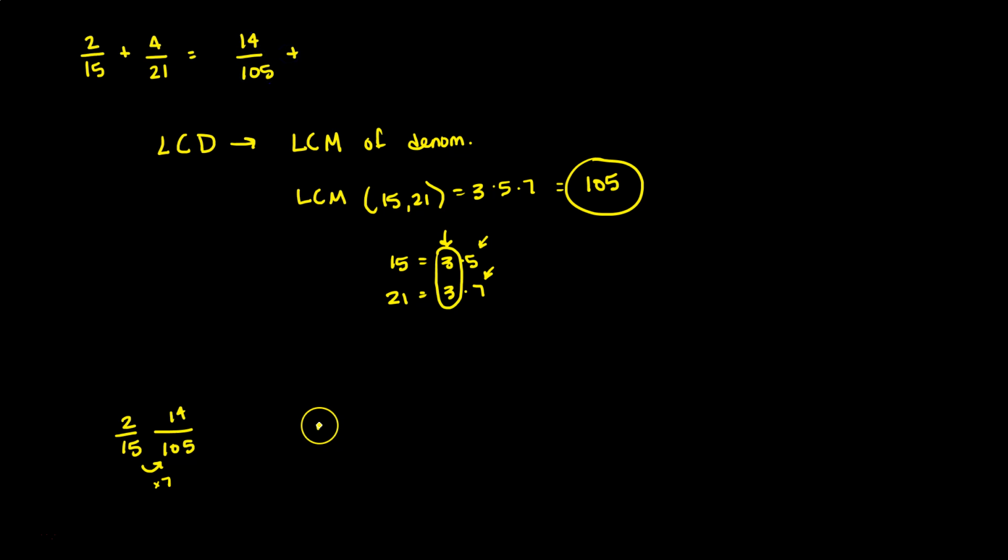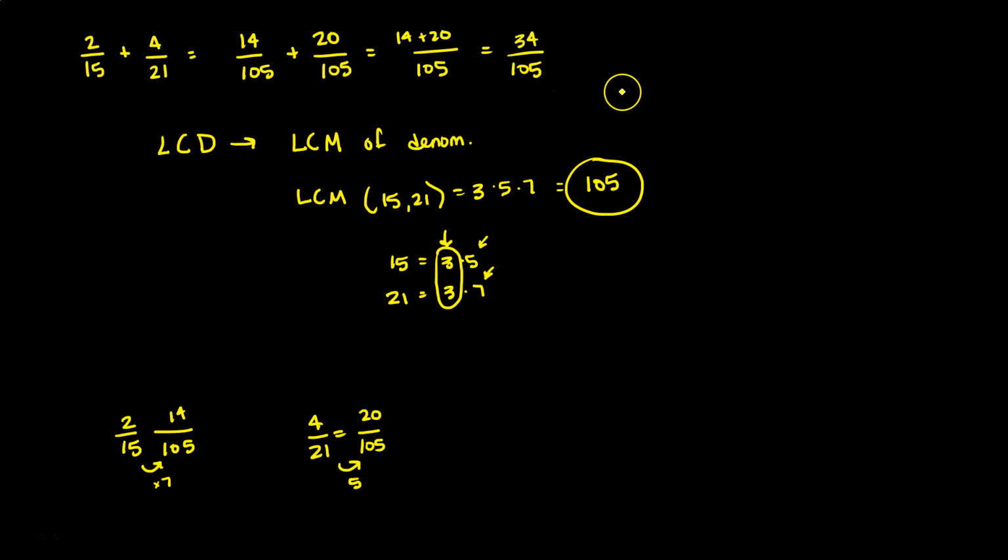And then the 4 over 21, to get the denominator of 105, I need to multiply 21 by 5, which means I need to multiply 4 by 5. I have 20 for my numerator. Now that I'm dealing with like fractions, I copy over my denominator, add my numerator, 14 plus 20, which gives us that same answer that we got before, 34 over 105.